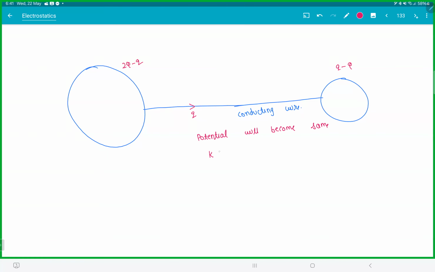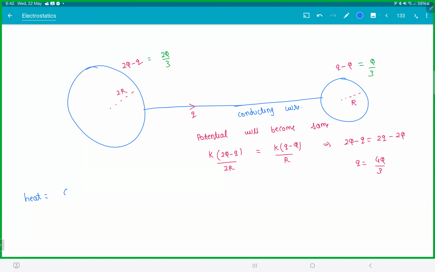So this potential will be k times 2q minus Q by the radius. Radius is 2r. Be careful. Potential formula is kq by r. This should be equal to k times q plus Q by r. 2q minus Q is 2q plus 2Q. Q is equal to 4q by 3. That means the final charges are 2q by 3 and q by 3. Yeah. Those are the final charges. What about the heat produced? Heat produced is nothing but change in self energy.